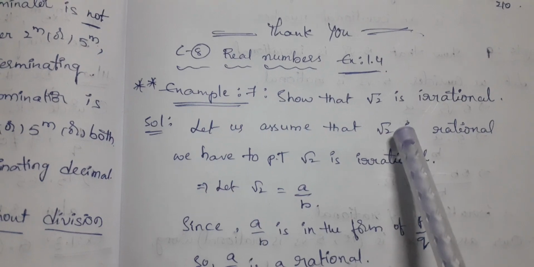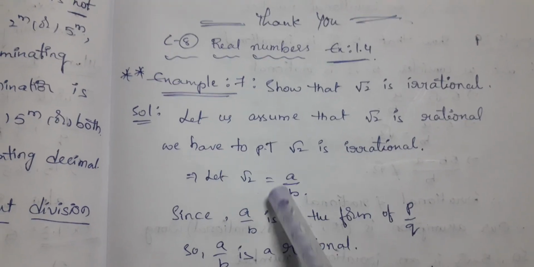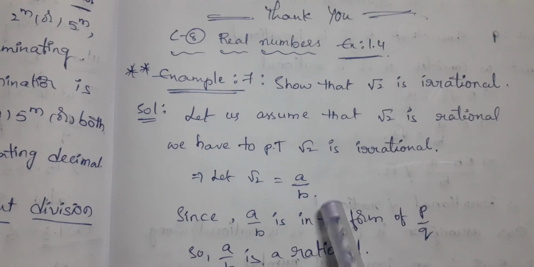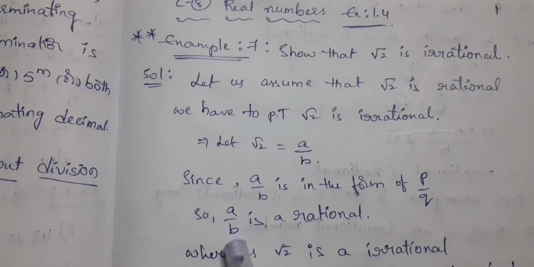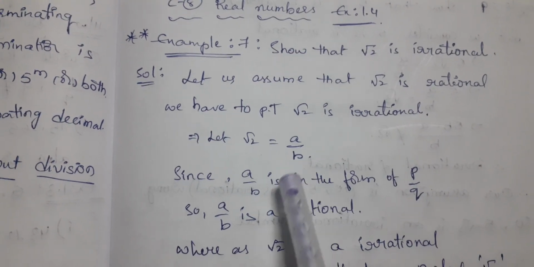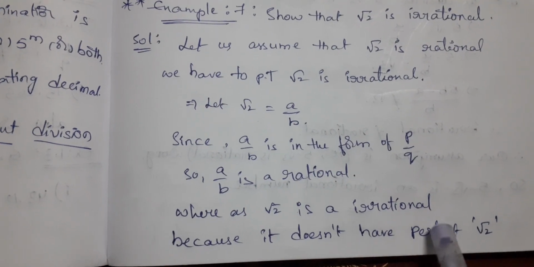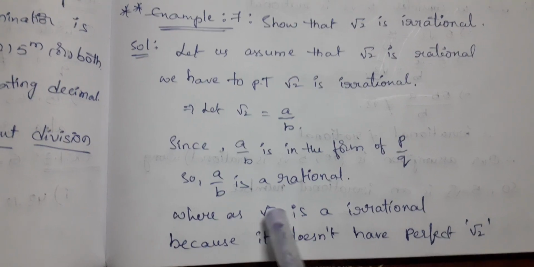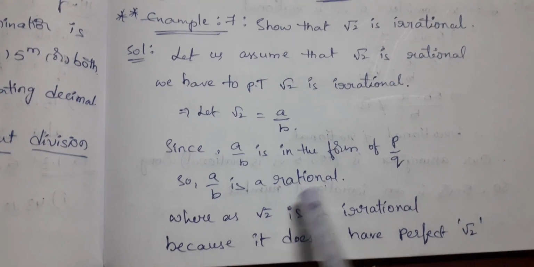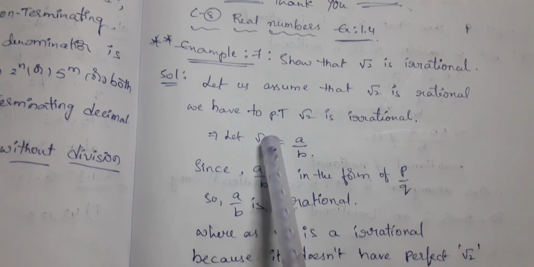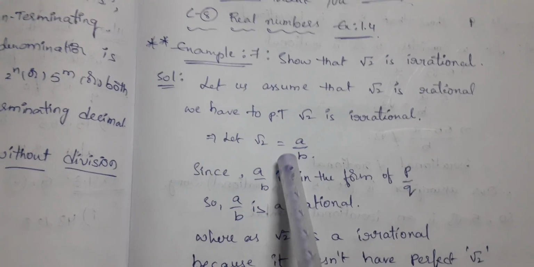Why? Because we are considering here root 2 is rational. Rational is always in the form of p by q. That's why I am taking here a p by q form number, a by b. Since a by b is in the form of p by q, a by b is a rational number, whereas root 2 is an irrational value because it doesn't have a perfect square root. You already know that root 2 is not having any perfect square. That's why root 2 is irrational. And remember, rational and irrational are always not equal to each other.